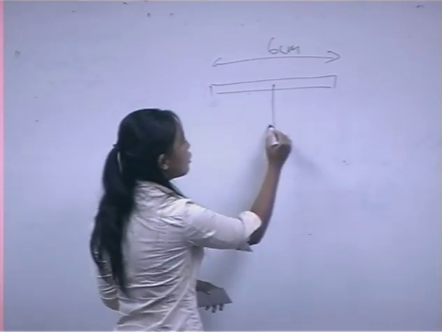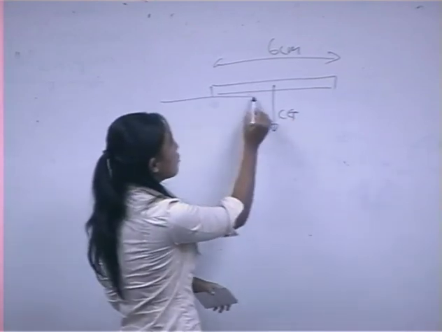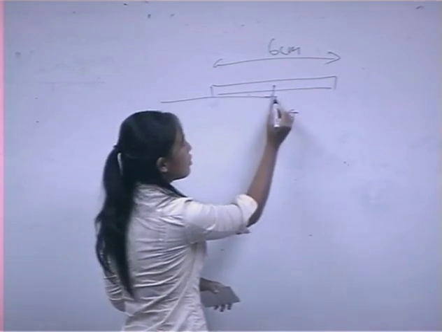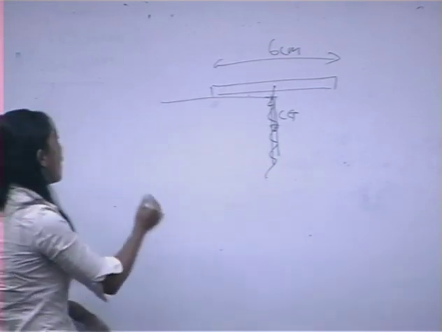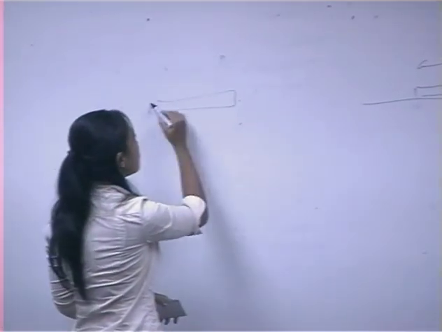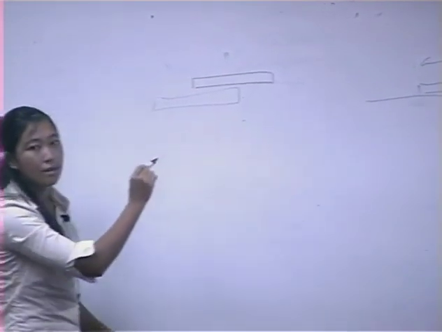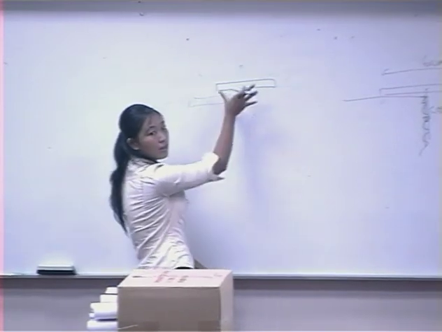You know that the CG is acting here at the center. So when I put it at the edge of this box, this CG cannot be over the edge of the box. But when I put pieces one on top of the other, I have to find the combined CG of these two pieces of paper. So this is 6 centimeters, this is 6 centimeters.